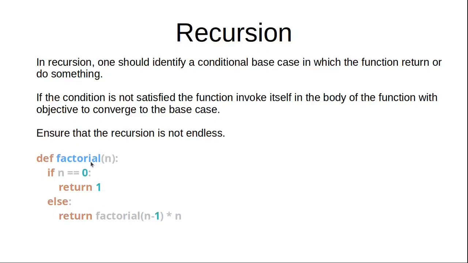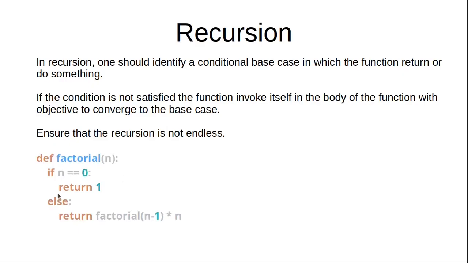For example, to compute factorial of 3, it will compute factorial of 2 times 3. To compute factorial of 2, it will compute factorial of 1 times 2. To compute factorial of 1, it will compute factorial of 0 times 1, and when you call factorial with 0, as n is equal to 0, it will return 1.